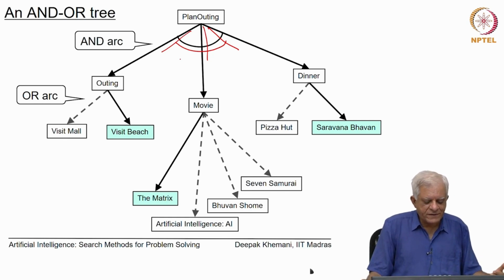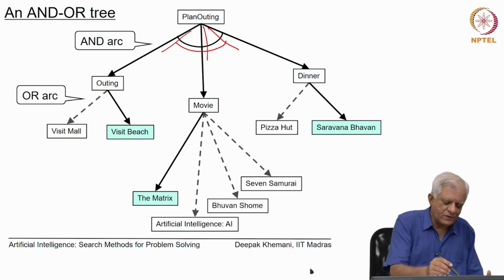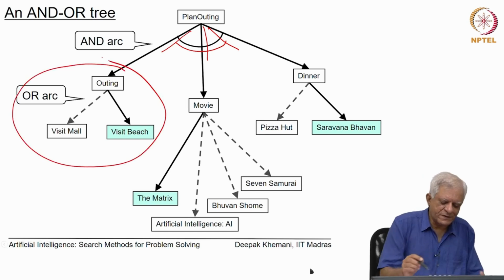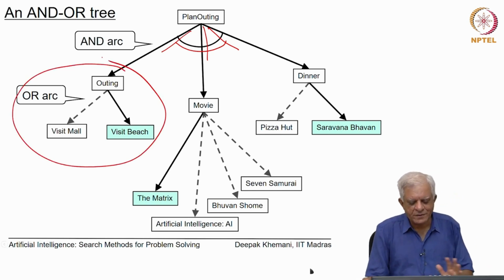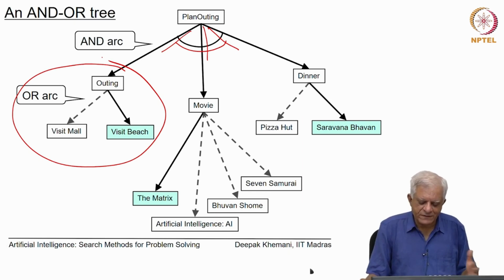And then at the next level, when you are talking about the evening activity, which is the outing, you have 2 choices, either you visit the mall or you visit the beach, and this problem of evening activity is completely separated from the other 2 problems, which is movie and dinner. So, likewise movie and dinner have their own choices, and these are all choices.